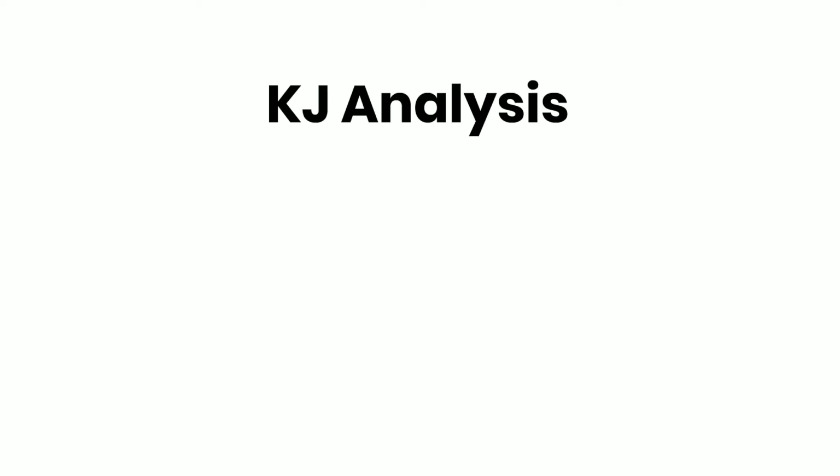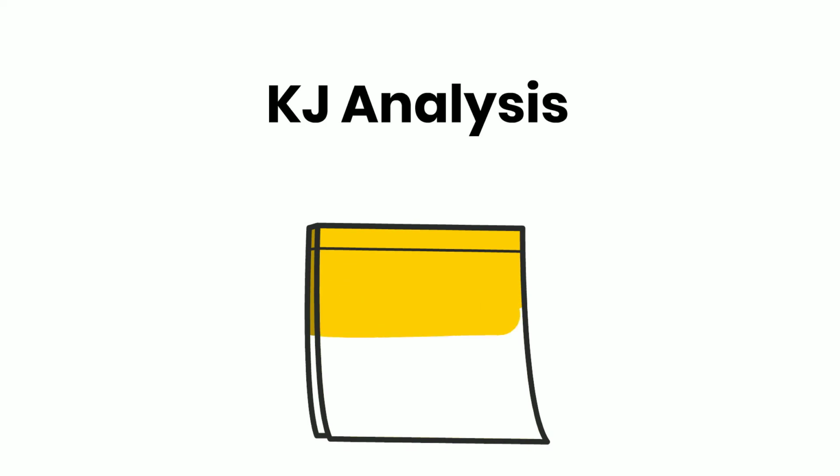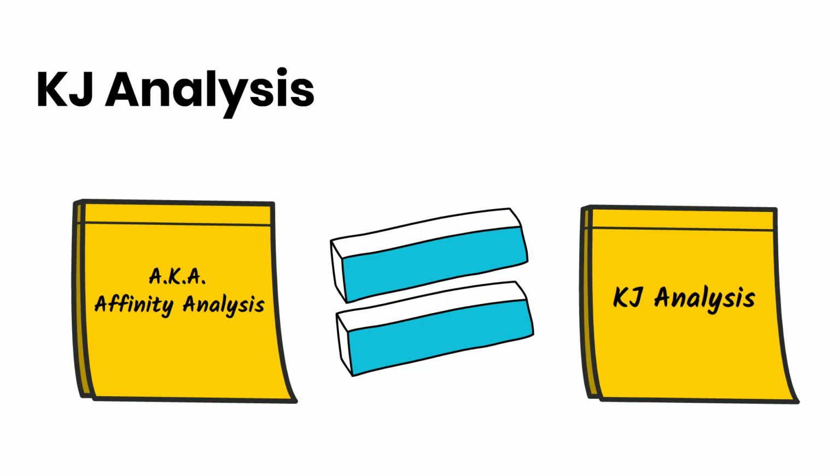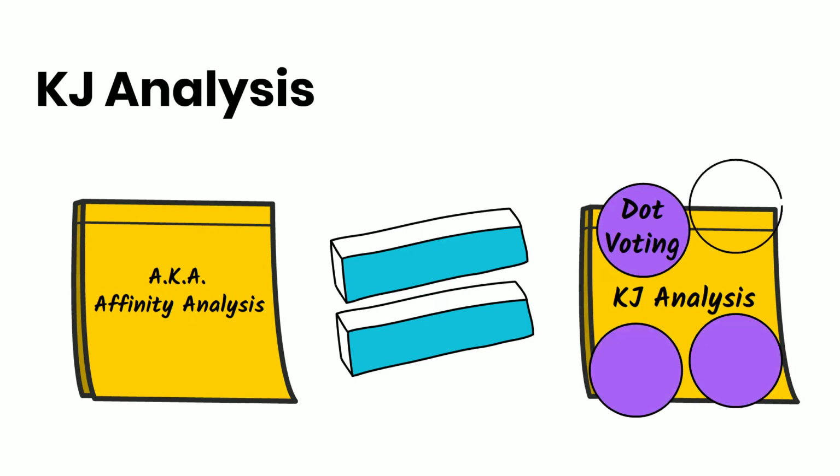So we do a lot of work with what we call KJ analysis. It's basically fun with sticky notes. It's also called affinity analysis. So what's the difference between KJ analysis and affinity analysis? They're basically the same thing, except KJ analysis adds something called dot voting at the end to find out where the crowd thinks the best ideas are.